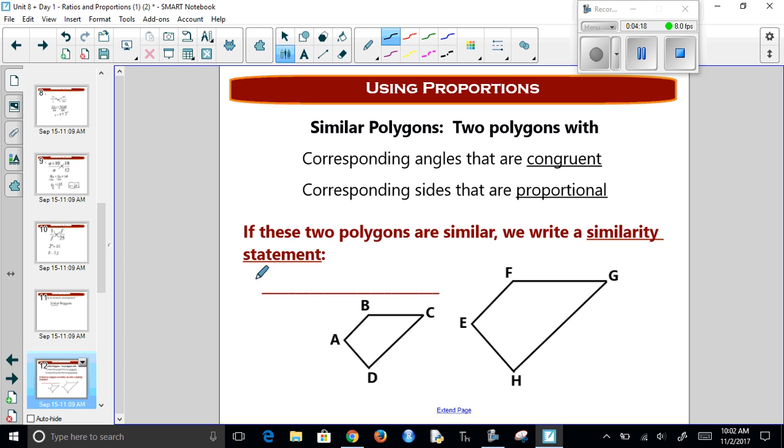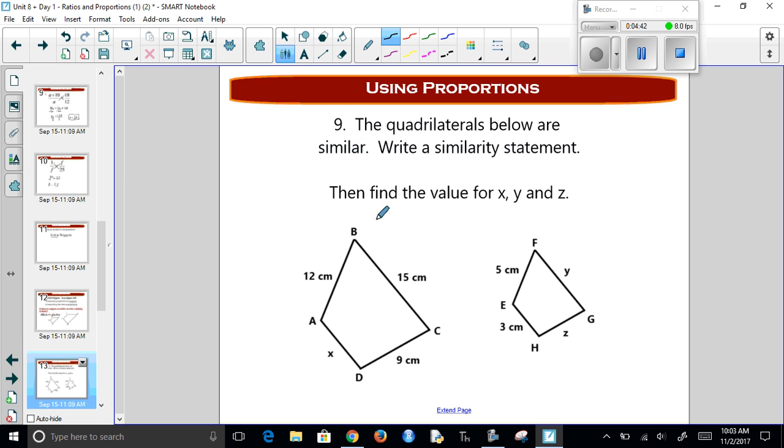Now, if two polygons are similar, we write ABCD is similar to EFGH. So it's kind of like the congruent sign without the equals, because they're not equivalent, but that sign means that they're similar to one another. So here's some quadrilaterals. Write a similarity statement and then solve for the missing values. So here we're on number 9. If I go A, B, C, D, that's going to be similar to, now A has to match up with E, so E, F, G, H.